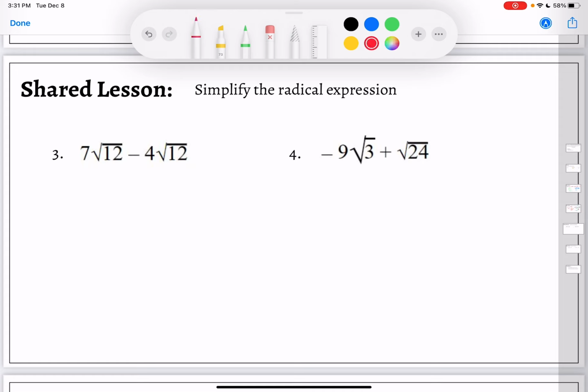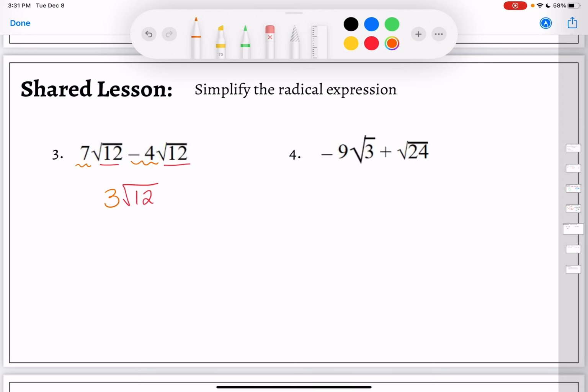All right, now if you notice on this one, those are like radicals, right? So I have a radical 12 in both of them, so I can definitely combine these. My radical is going to stay the same. And then I'm going to combine my coefficients here. So I have 7 and I have negative 4. So 7 minus 4 gives me 3. So 7 radical 12 minus 4 radical 12 gives me 3 radical 12.